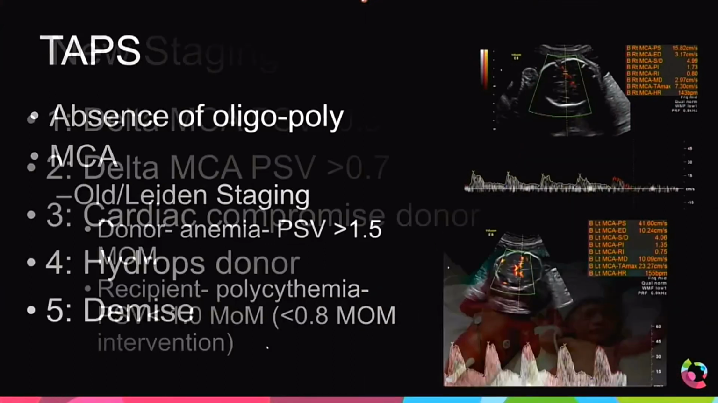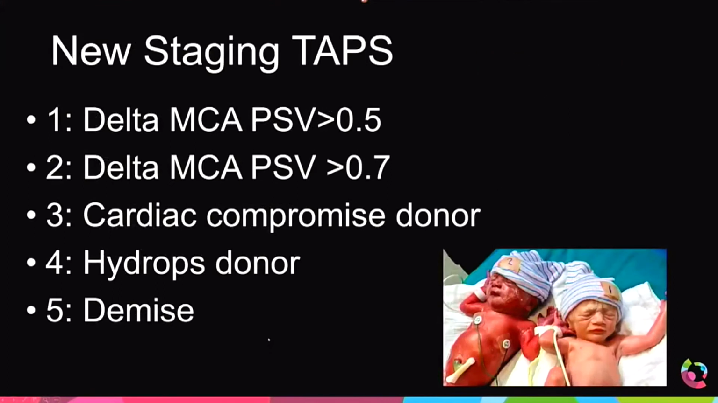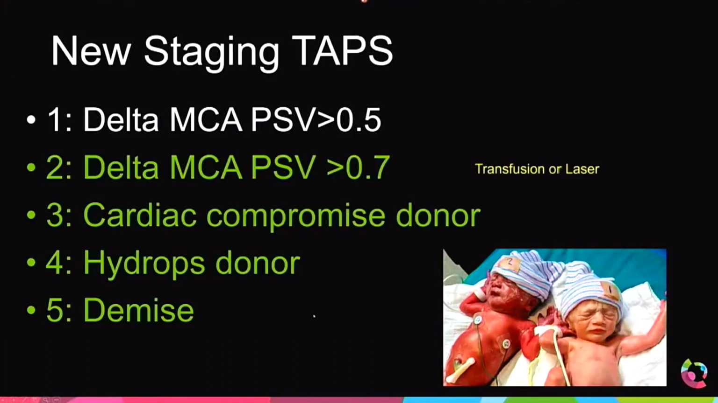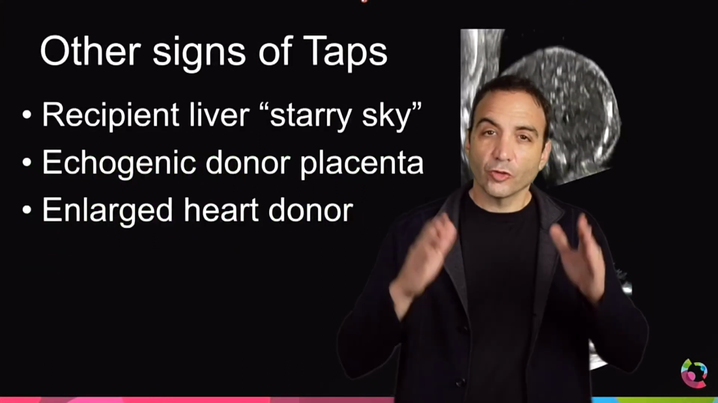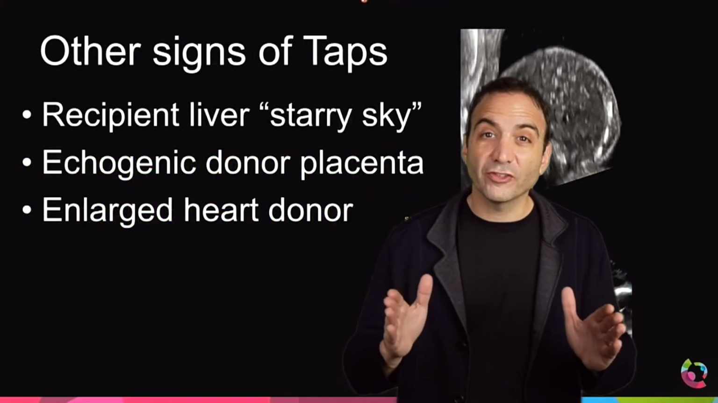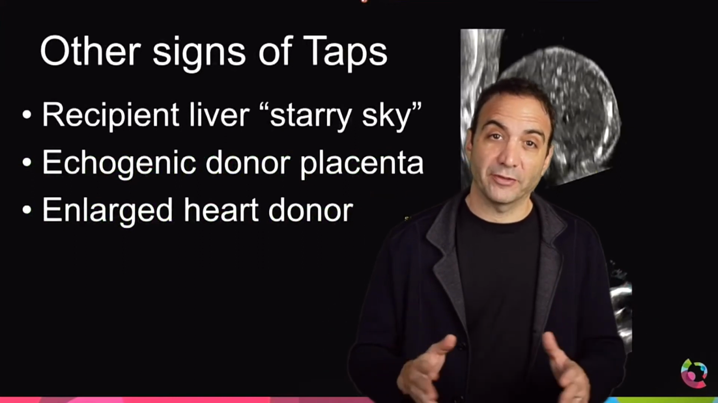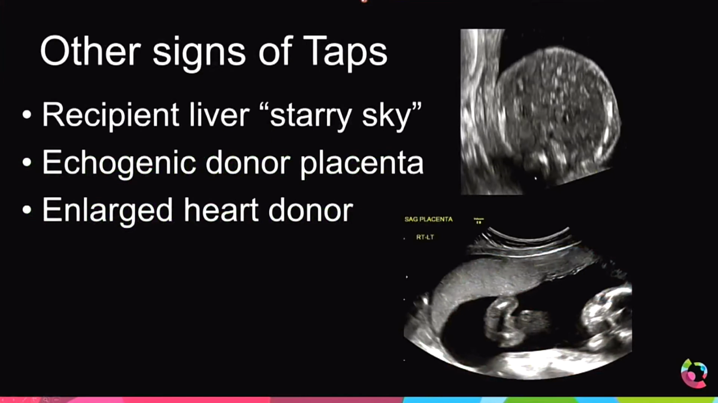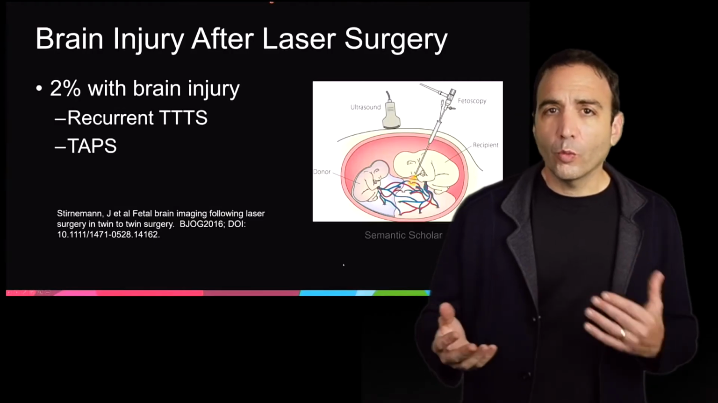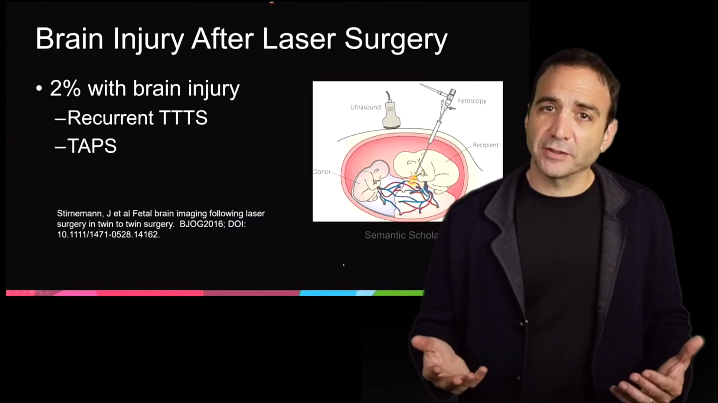We are now moving to a new staging system where we're using just the differences between the middle cerebral artery between the two twins. As we do get into the later stages, we're either going to do transfusion or laser to help these twin gestations. So hear this important point. There are other signs to help us diagnose TAPS. We may see a starry sky in the liver of the recipient, and then sometimes we'll see differences in echogenicity between the placentas.